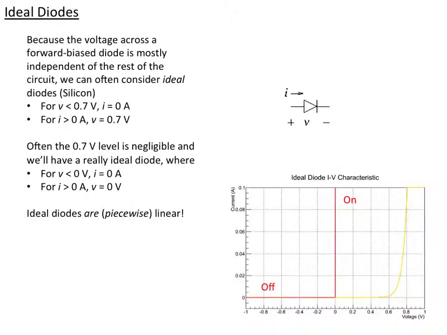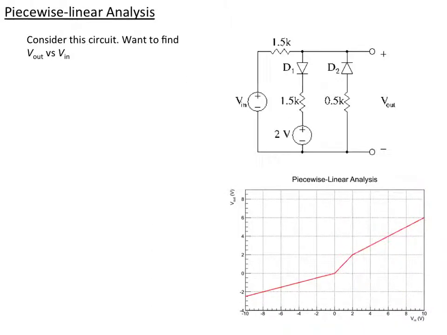And so with either of these, just the ideal diode with the break at 0.7 volts or the break at 0, it's piecewise linear, and so as long as we stick within the regions where it's on or off, we can use superposition and Thevenin equivalents in that case. And so I have an example to work through here.